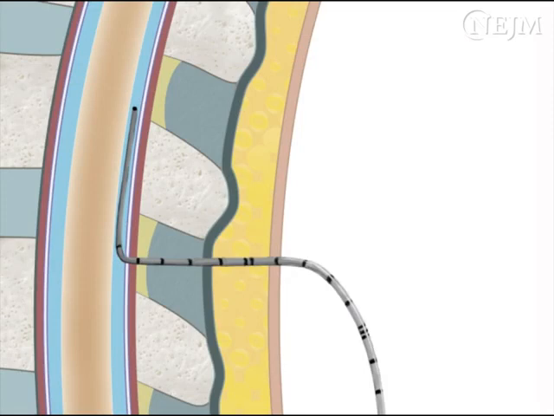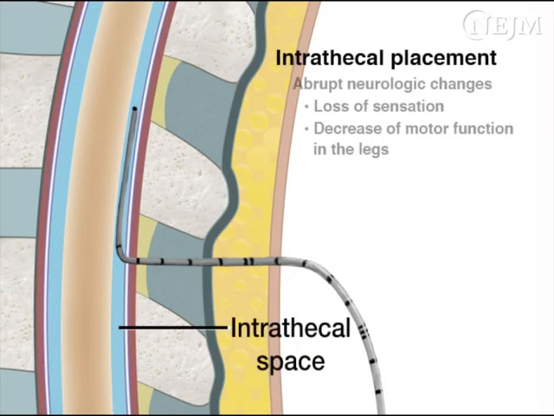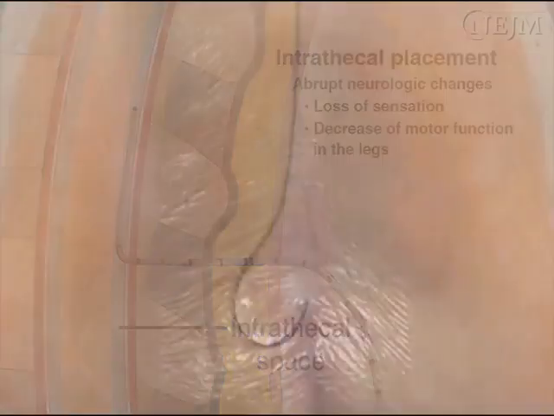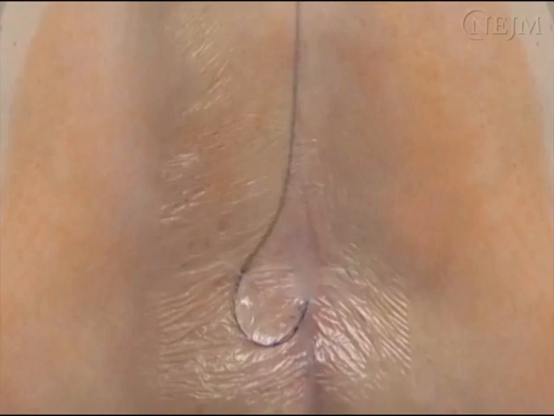If the epidural catheter is in the intrathecal space, the lidocaine component will cause abrupt neurologic changes, such as loss of sensation and a decrease of motor function in the legs. If the patient has no response to the test dose, you can infer that the catheter is not placed in the intravascular or intrathecal space, and further medications can be administered. Use sterile dressings to secure the catheter to the skin.